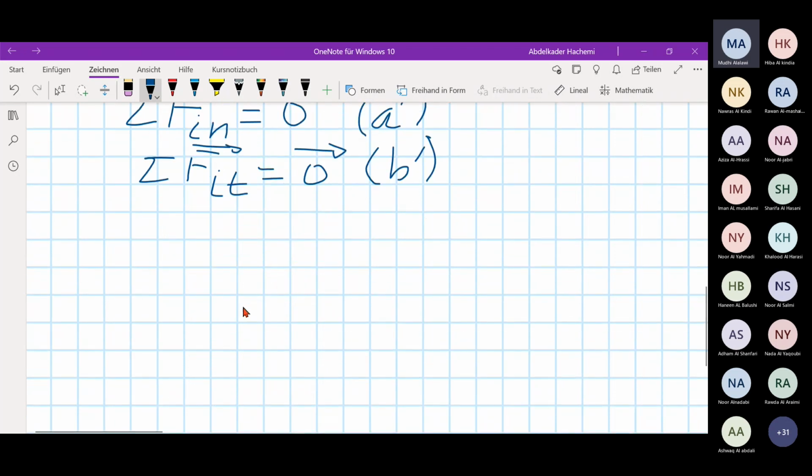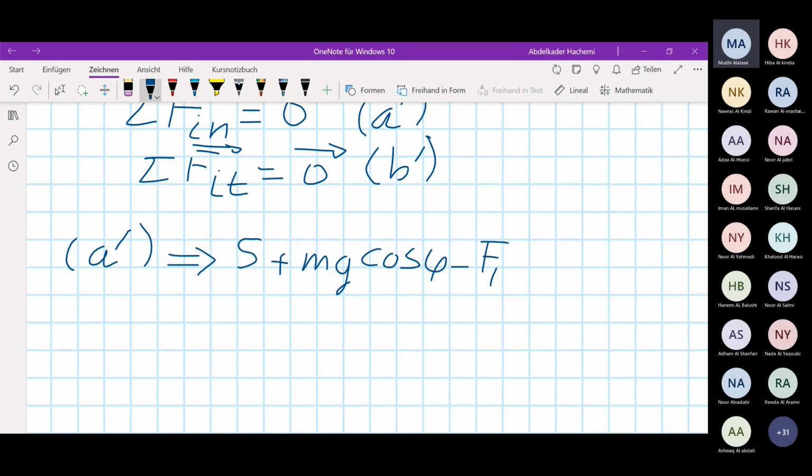Okay, now if I take A prime, what we have as external forces are S, the rod force, plus the weight mg projected in the normal direction, so it's cosine phi, minus F, the D'Alembert force or the inertia force in the normal direction, H n. And this should be equal to zero.